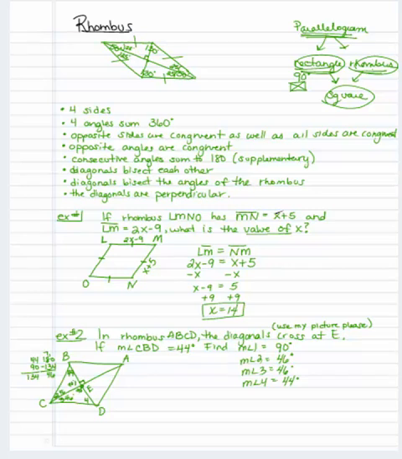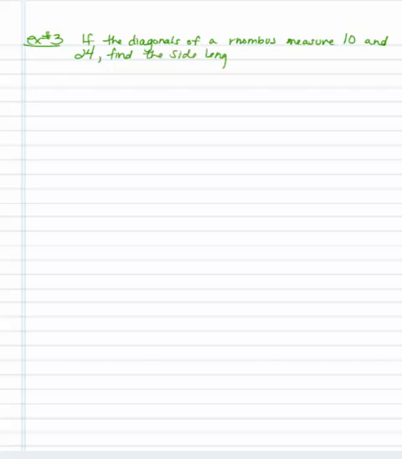Some tricky questions dealing with rhombus are: if the diagonals of a rhombus measure 10 and 24, find the side length.